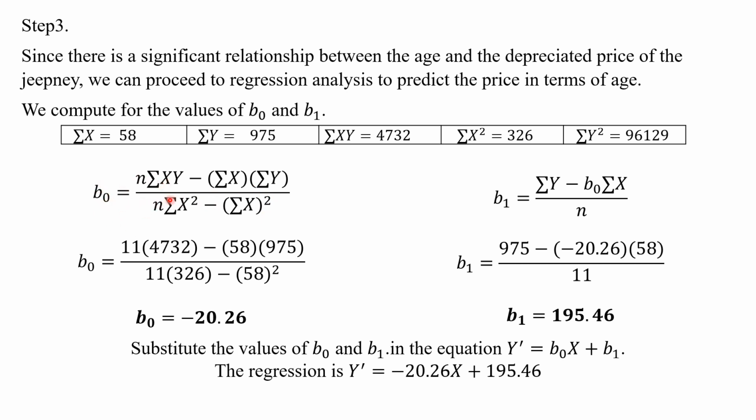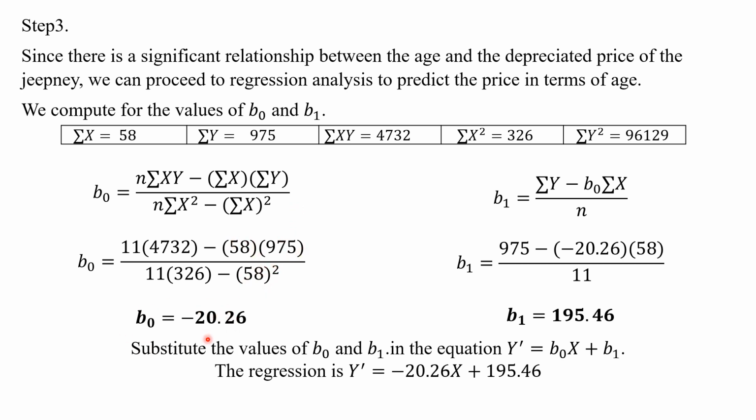Okay, so b sub 0 is equal to n. So, yung n natin, again, the sample size yan. Kung ilang jeepney yun, which is 11. Then, summation of xy, which is 4,732, minus the summation of x, 58, times the summation of y, 975, all over n, 11 yon, times the summation of x squared, which is 326, minus the summation of x, squared. So, 58, then squared. Then, compute. So, compute lang natin using your calculator. So, makakompute natin na b sub 0 is negative 20.26. So, again, pwede nyo siyang i-recheck.